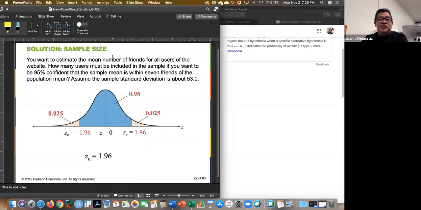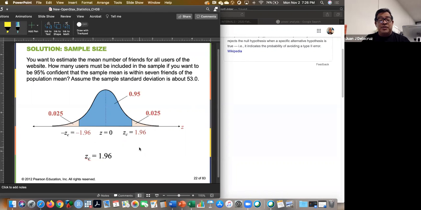So how many users must be included in the sample if you want to be 95% confident that the sample mean is within 7 friends of the population mean? That is the margin of error. So here we have the confidence level, we have the margin of error, so it's within 7 friends up and down, and then we have a standard deviation of 53.